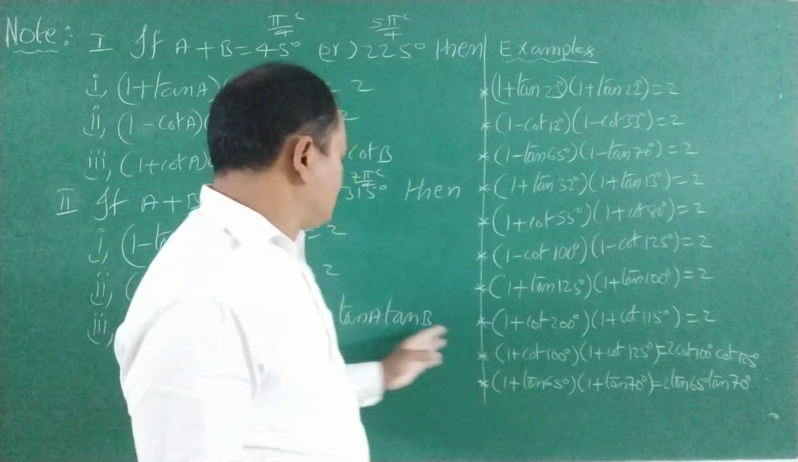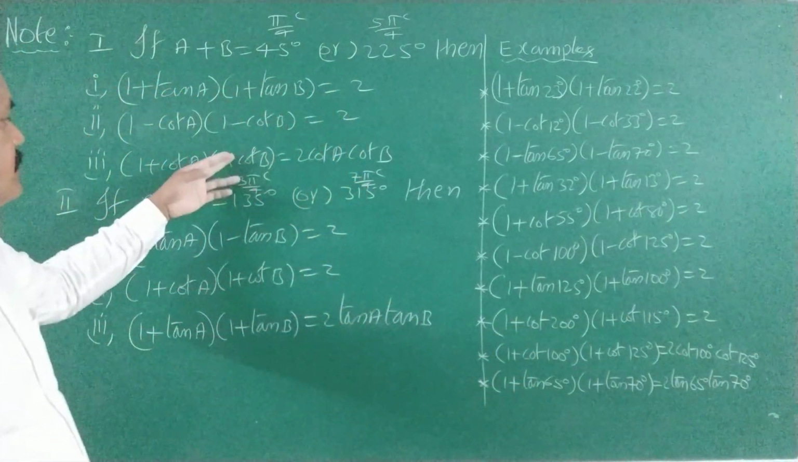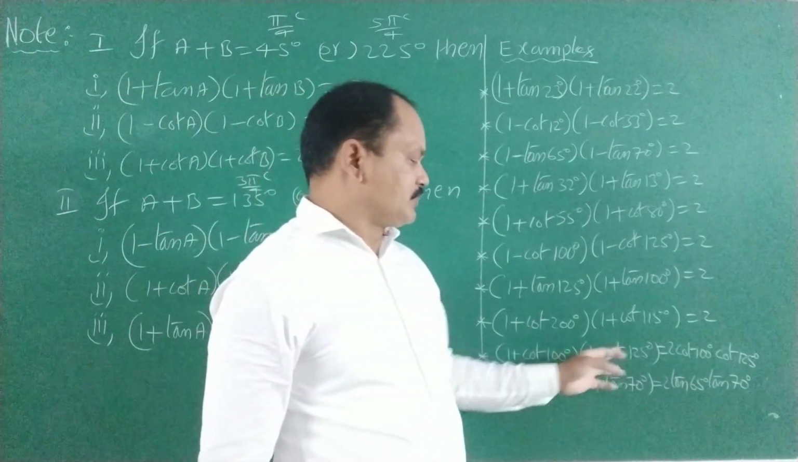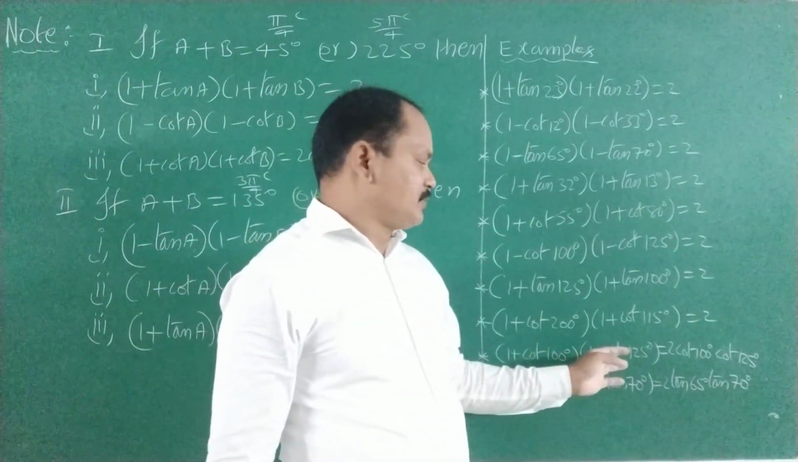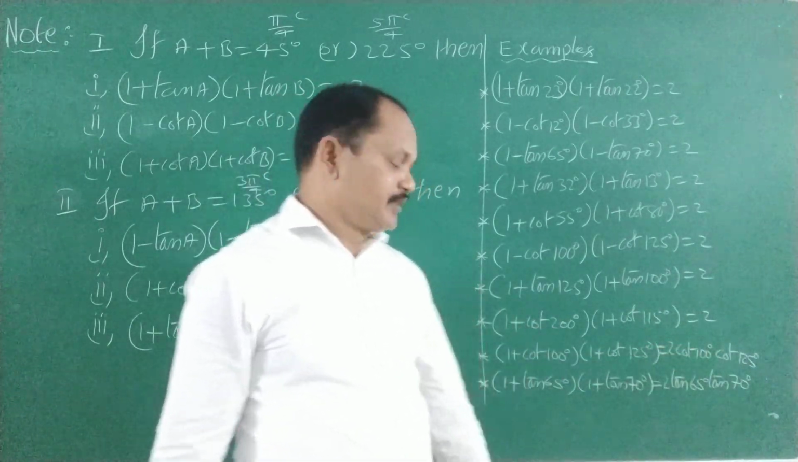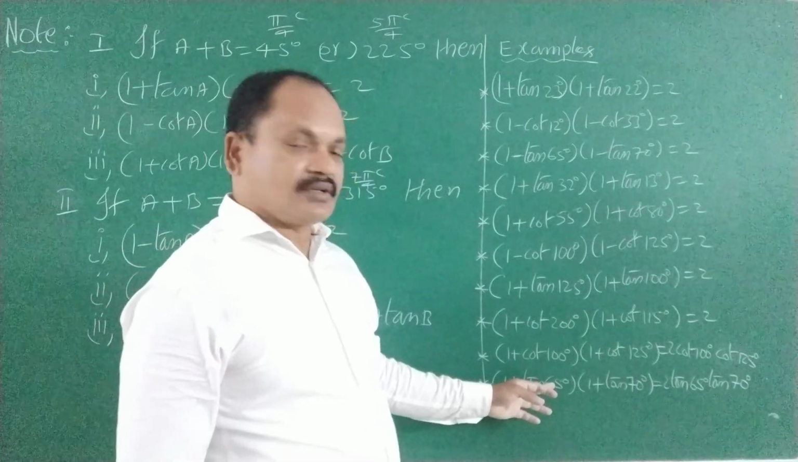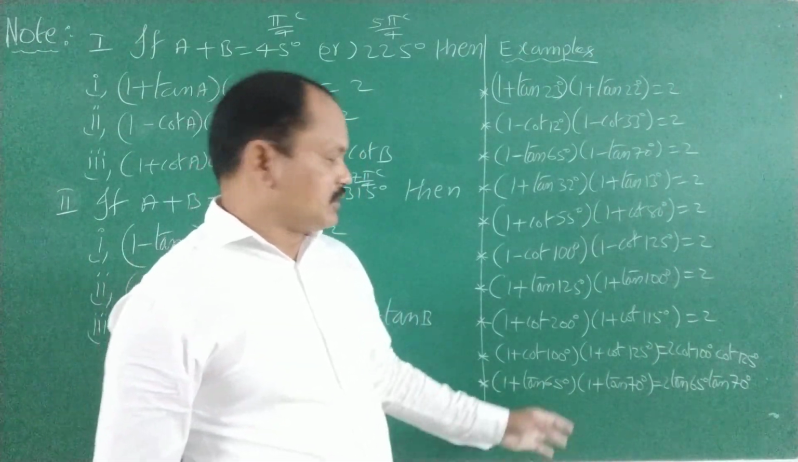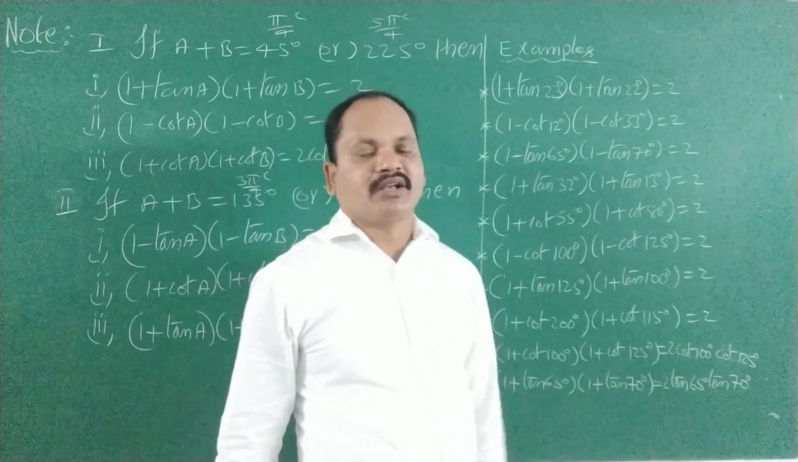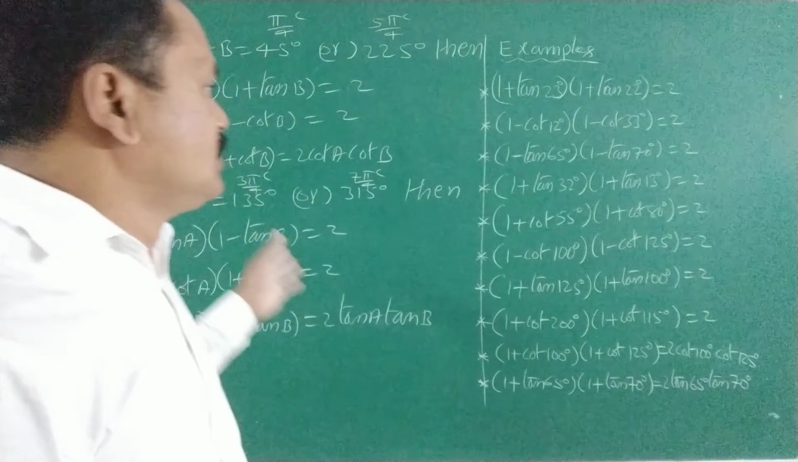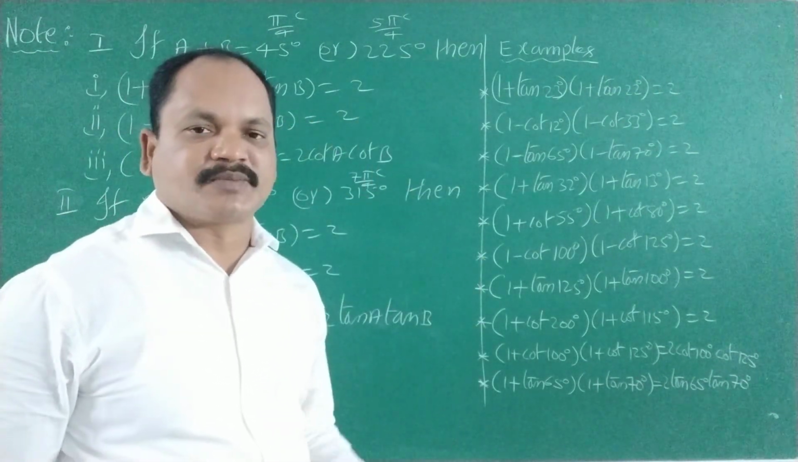So according to these two concepts, here it is 100 plus 125, 225. That's why if A plus B is 225, then (1 plus cot A)(1 plus cot B) is equal to cot A cot B. If A plus B is 135, then (1 plus tan A)(1 plus tan B) is 2 tan A tan B. That's why you can practice and revise the concepts. These are very, very important concepts.